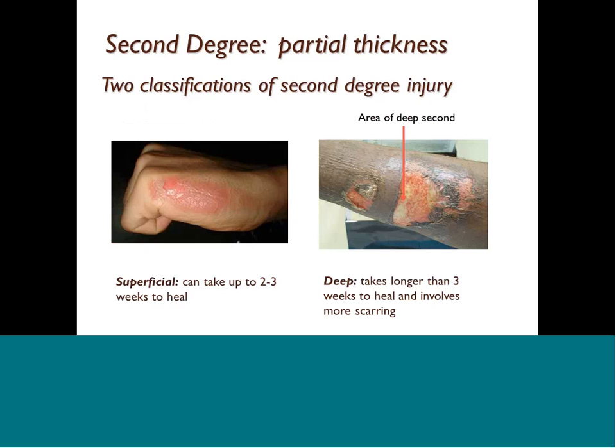With second-degree burns, what we do is we will subclassify them as superficial second-degree and deep second-degree. What that means is superficial second-degree can take up to 2 to 3 weeks to heal. Deep second-degree burns take longer than 3 weeks to heal, and oftentimes those involve more scarring.